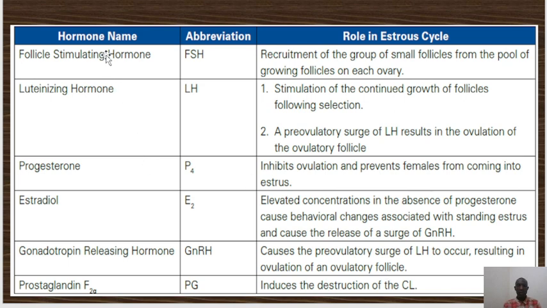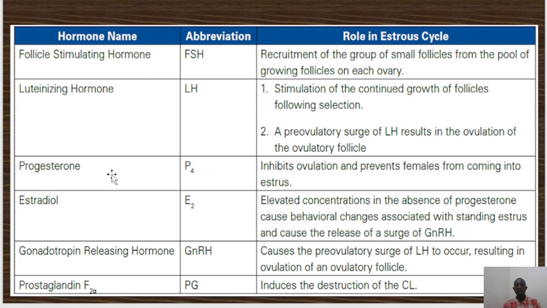The first hormone is the follicular stimulating hormone, and what it does is stimulate the development of the follicle, and this was abbreviated as FSH. The second hormone is luteinizing hormone, and this is always abbreviated as LH. Luteinizing hormone plays various roles. For example, it stimulates continuous growth of the follicles. Then it plays a role during ovulation, whereby the surge of luteinizing hormone results in ovulation of the ovulatory dominant follicle.